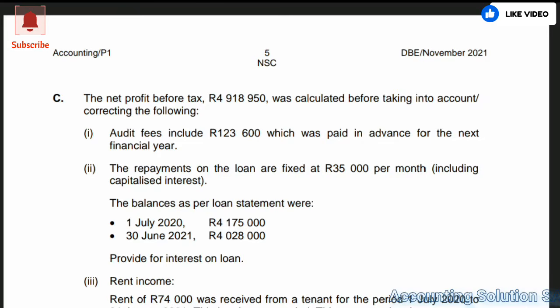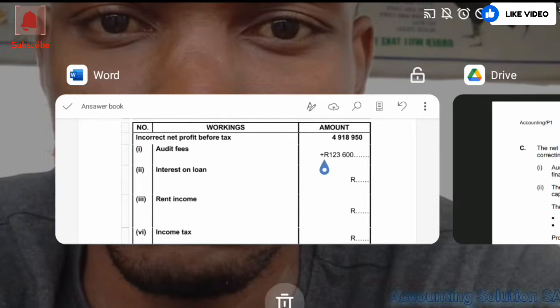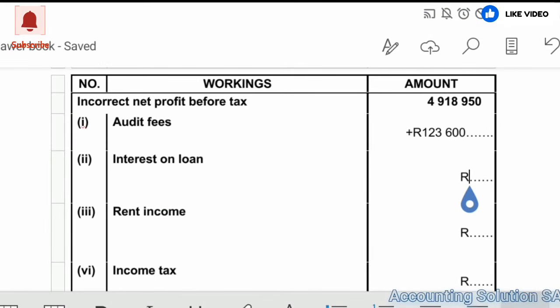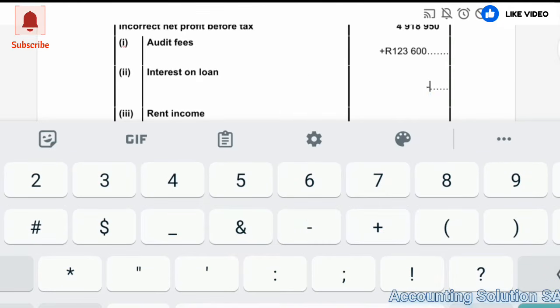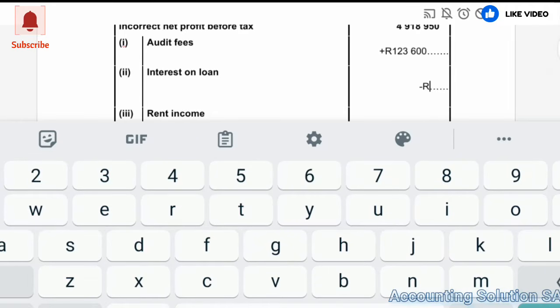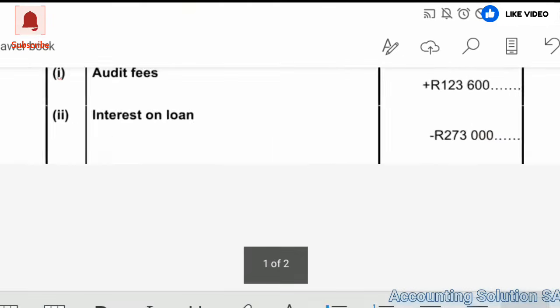Simple as that. Now, in order for us to get the interest on loan, it is going to be very simple. We just take this amount that we get and then we subtract 4,028,000, which is going to give us how much? An amount of 273,000. That's the interest. Okay. Remember, they said this interest on loan was not recorded, which means that if interest on loan was not recorded, we have to subtract. So it's going to be a minus amount of 273,000. Okay, simple as that, guys.